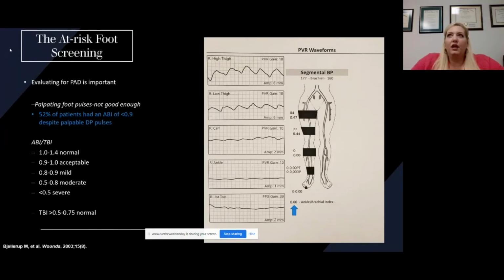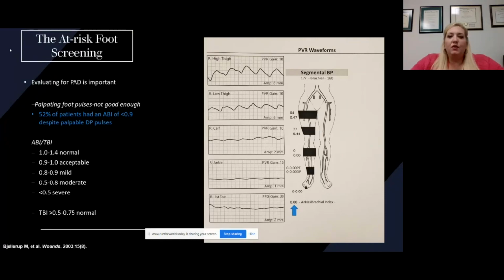And then in some cases, we can get back a report that says the vessels are non-compressible. I'm sure you have all experienced that. When you send a patient for an ABI and it comes back non-compressible, that means their calcified vessels couldn't be compressed, so they couldn't calculate an ABI. That's why I advocate for not only an ABI, but also a TBI, a toe brachial index.